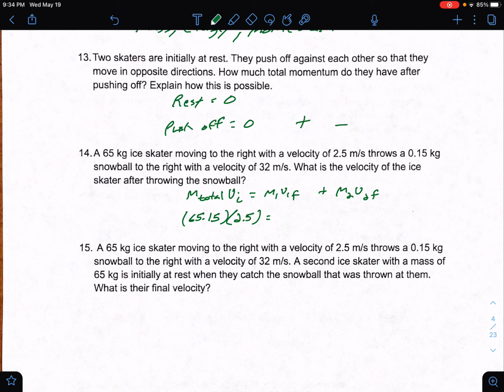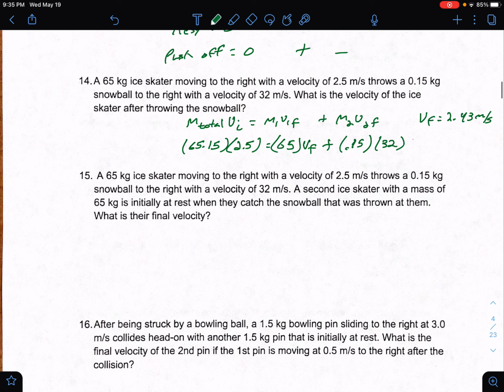Okay, it doesn't matter which one you pick as m1 or m2. I'm going to say my skater is going to be my m1, so he's now by himself, so 65 kilograms. And we want to know what is his velocity, so I'm going to leave that as vf. Plus my snowball, which is 0.15 kilograms, and that is moving with a velocity of 32 meters per second. So now all you have to do is simplify this and solve for vf. Okay, so when you do this, you should get a vf of 2.43 meters per second.